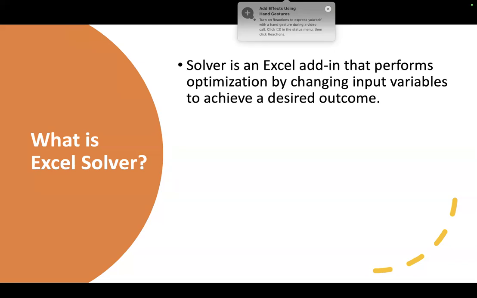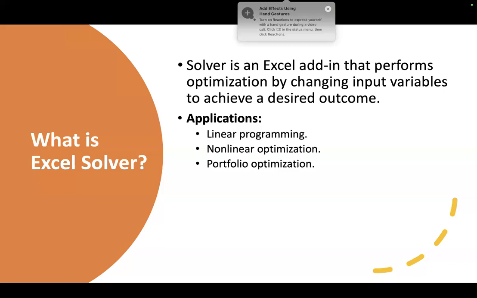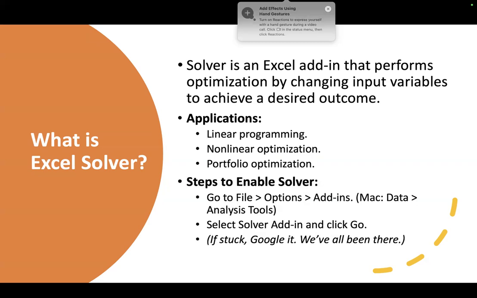So we are going to have some input variables. What are the input variables that we have? Input variables are all those weights: weight of asset A, weight of asset B, weight of asset C. Those are the inputs. We want to play with them to optimize, to get the best return for a given amount of risk for the portfolio. It has many applications: linear programming, nonlinear optimization, portfolio optimization. We are going to focus on the third one.